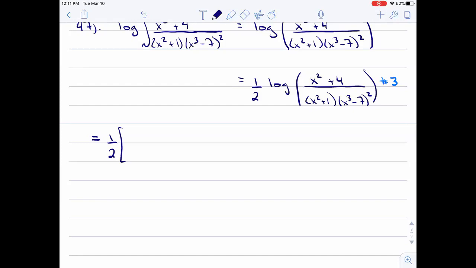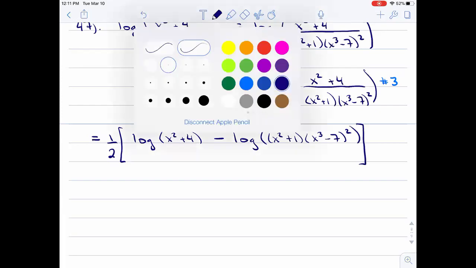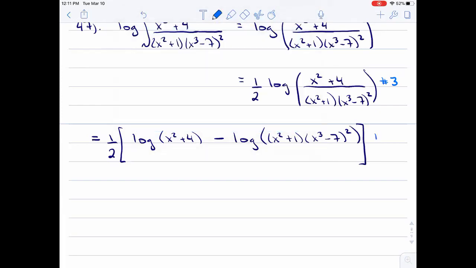Now I can split this up as a fraction, right? Because I've got the x squared plus 4 over x squared plus 1 times x to the 3 minus 7 squared. And so what I've got is log of x squared plus 4 minus the log of, and then inside more brackets, x squared plus 1 times x to the 3 minus 7 squared. And then that's the end of the square brackets. And the rule here that I used is law number 2. Okay. So far, so good.